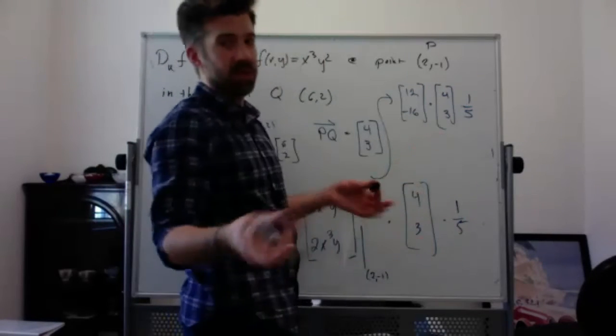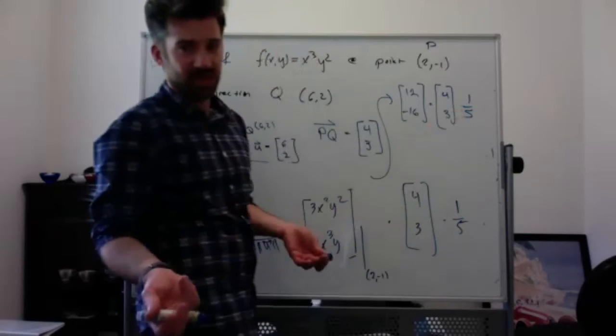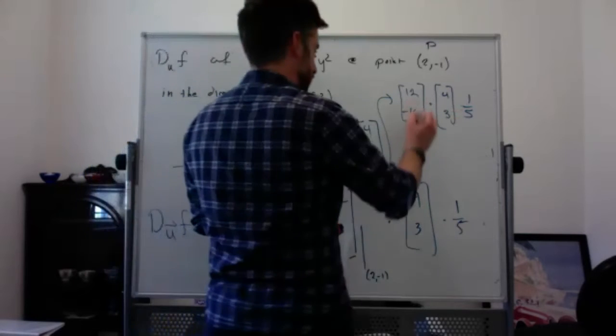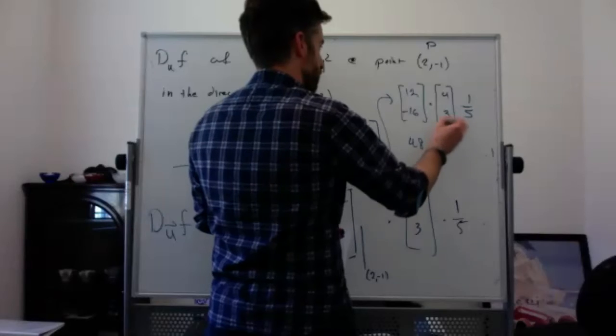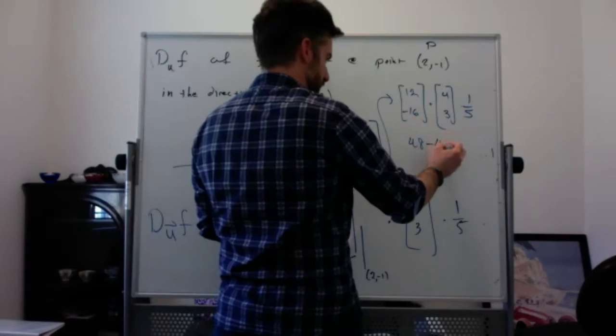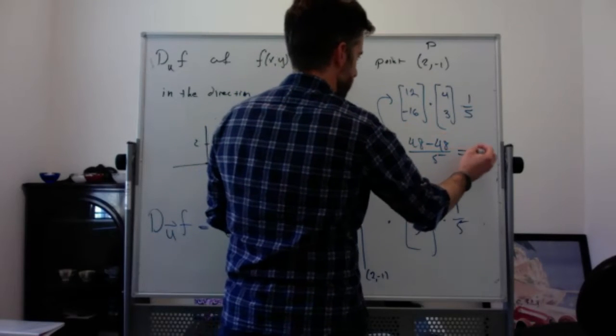Interesting. So the reason I laugh is because this is going to end up being 0. So I get 12 times 4, which is 48, minus 16 times 3, which is 48, divided by 5, which is 0.